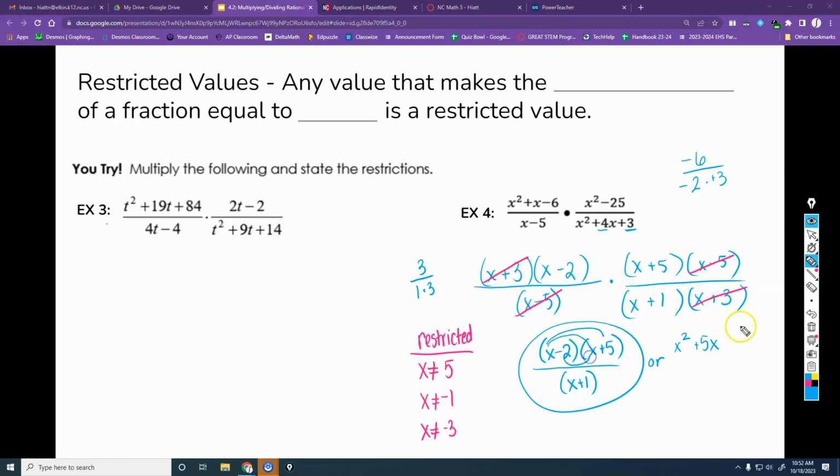And I'll have negative 2x minus 10 over x plus 1, which would simplify to x squared plus 3x minus 10 over x plus 1. So it could be either one of these. I can't remember what they do on the answer choices, if they simplify it and leave it factored or if they multiply it back together. But when you're checking the answer key, you can see which one it is. All right, questions there?